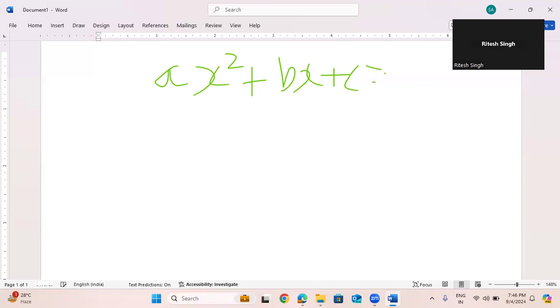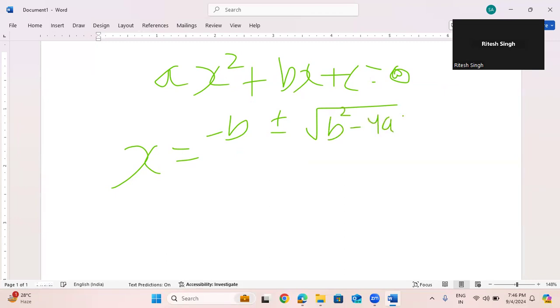Now, I will not go into how the formula was derived. I will simply tell you the method to find the solution. If you have to find x, this is the simple method: x is equal to minus b plus minus root under b square minus 4ac, divided by 2a. This is the simple method to find x, right?